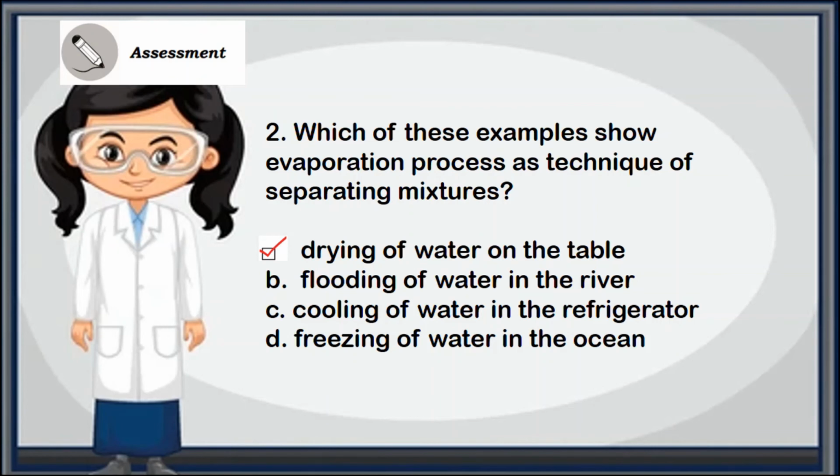Okay. So, sa mga choices diri nga upat, unsa nga evaporation process technique ang nagpakita sa separating mixtures sa evaporation? So, mao ni siya ang drying of water on the table. Okay. Dili pwede kining flooding of water in the river kay lisod na man dyan nga mauga kay flooding, baha na dyan ang tubig sa river. So, lisod na siya ma-dry. So, kani siya, number 2, letter A, drying of water on the table.